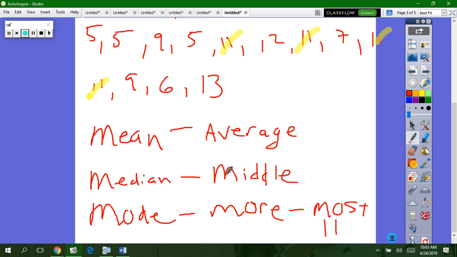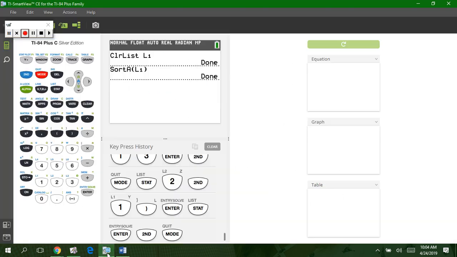So let's look at our median. Here's what we're going to do. Go back to our calculator, hit stat, calculate, 1-Var Stats.